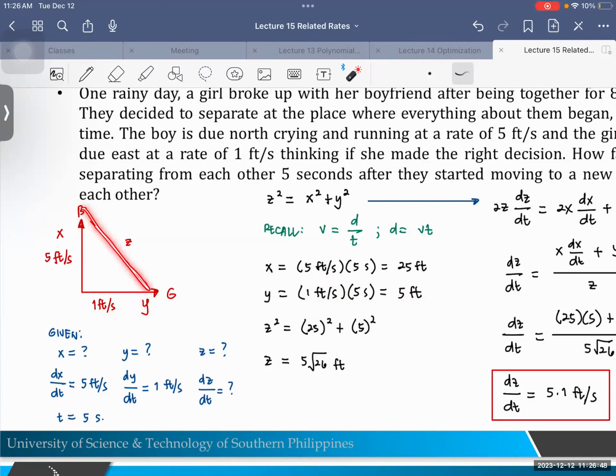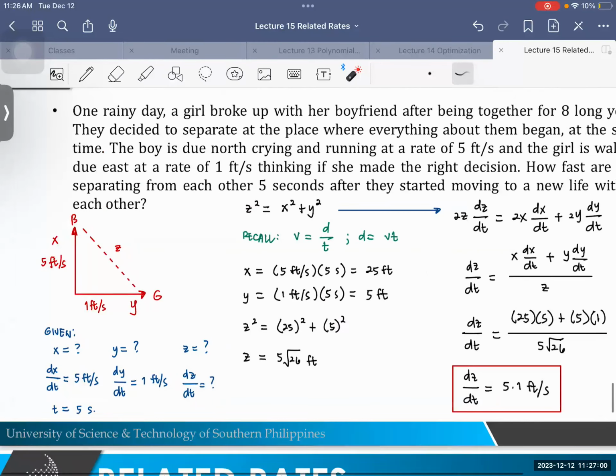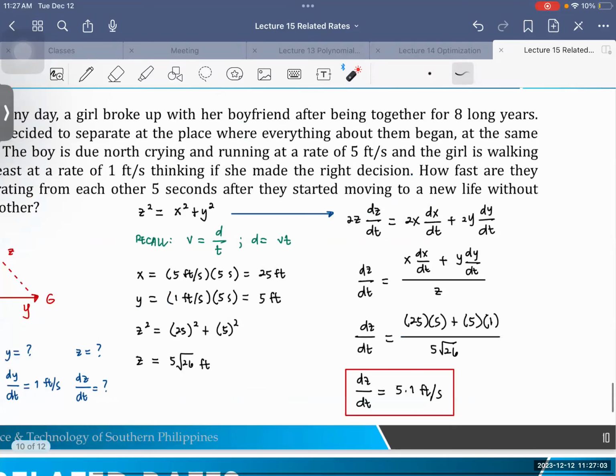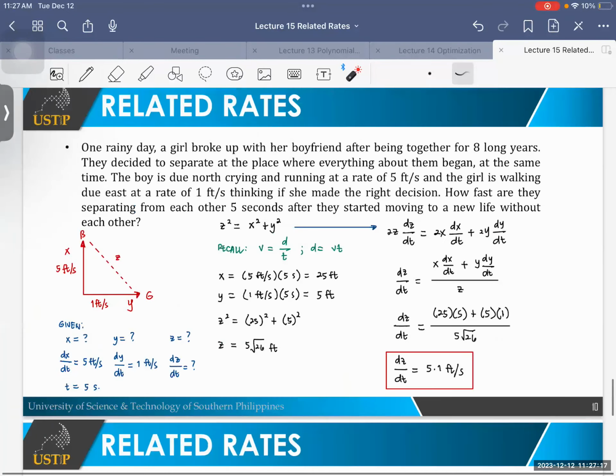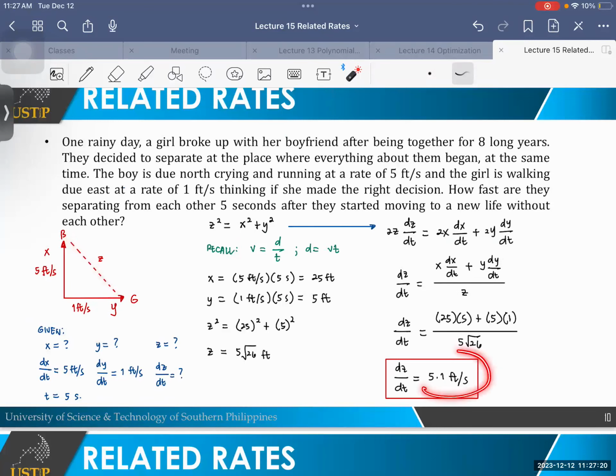Now what is the value of z? Using this formula, we get the square root of 26 squared, that is, 5 times the square root of 26 feet. As you can see, class, the formula is the same as in the earlier problem, so if we differentiate, we get the same expression. Now we input the values: 25 times 5 plus 5 times 1, over z. So the rate at which the boy and girl are separating is 5.1 feet per second. Of course, once the boy and girl move further, the rate of change will have a different value.